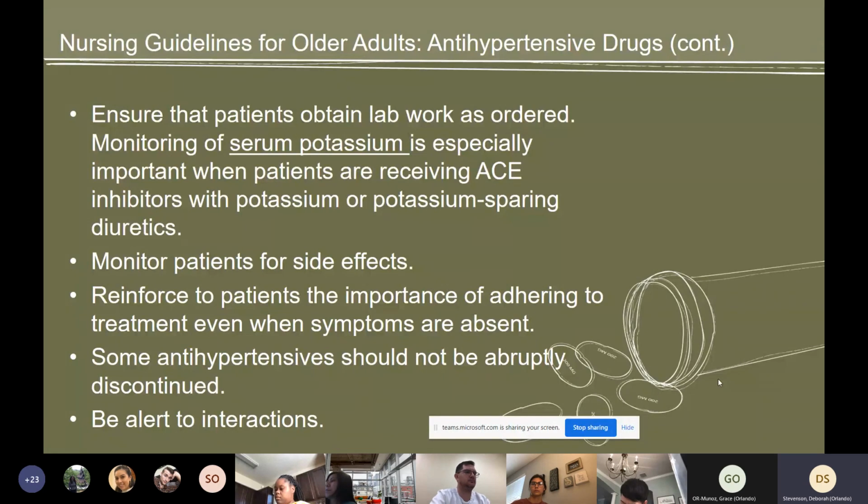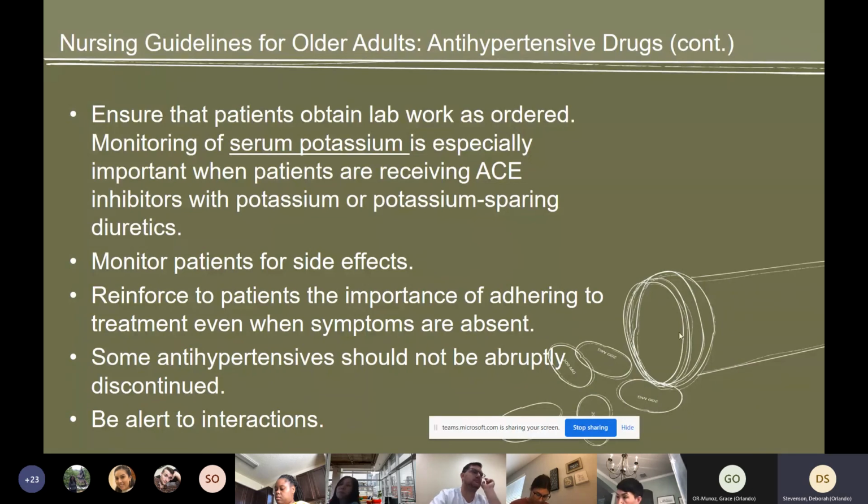All right. Side effects are always something we're going to monitor, of course. And be sure that you develop a rapport with your patients and be able to talk with them and find out what's going on and if they're having any major issues with their antihypertensives.